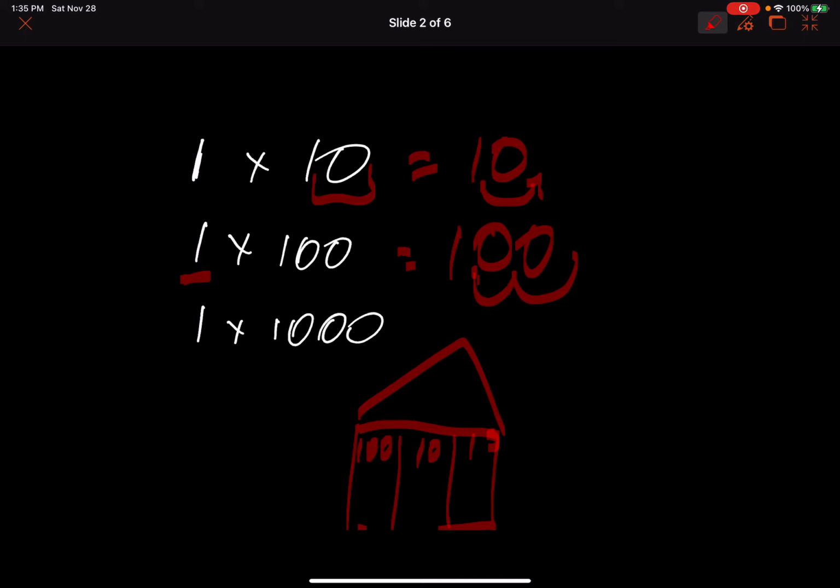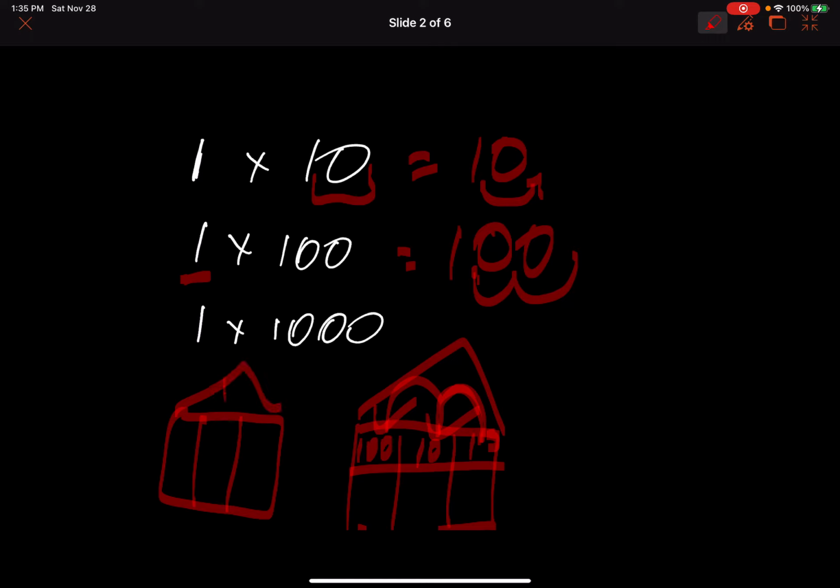And so if I'm looking at the fact family houses, there's the ones, here's the tens, here's the hundreds. When I am multiplying 1 by 10, I've moved 1 place value house. If I'm multiplying 1 by 100, I move 2 place value houses. And this is the thousands house. If I'm multiplying by 1,000, I move 3 place value houses. So we know that's happening.